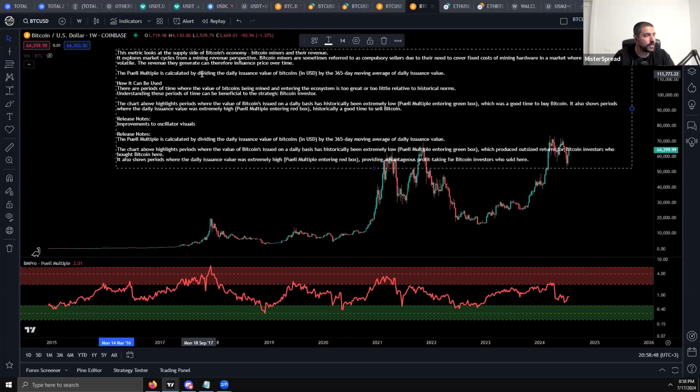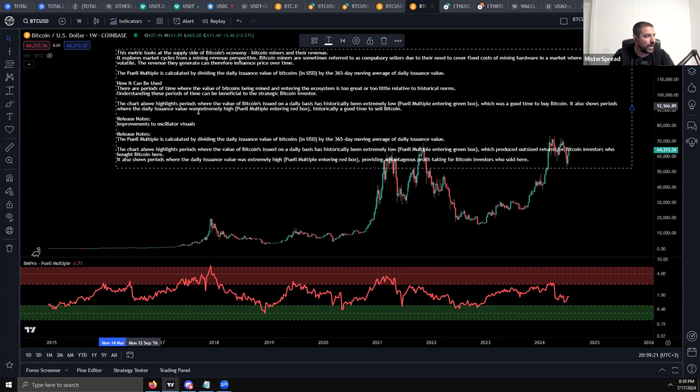The Puell Multiple is calculated by dividing the daily issuance, so how many Bitcoins are mined daily, the daily issuance value of Bitcoin in dollars, by the 365-day moving average of daily issuance value, right? So how can it be used? There are periods of time where the value of Bitcoins being mined and entering the ecosystem is too great, so they're too expensive, or too little relative to historical norms. Understanding these periods of time can be beneficial to the strategic Bitcoin investor. So this is not for trading, this is for investing, medium to long term.